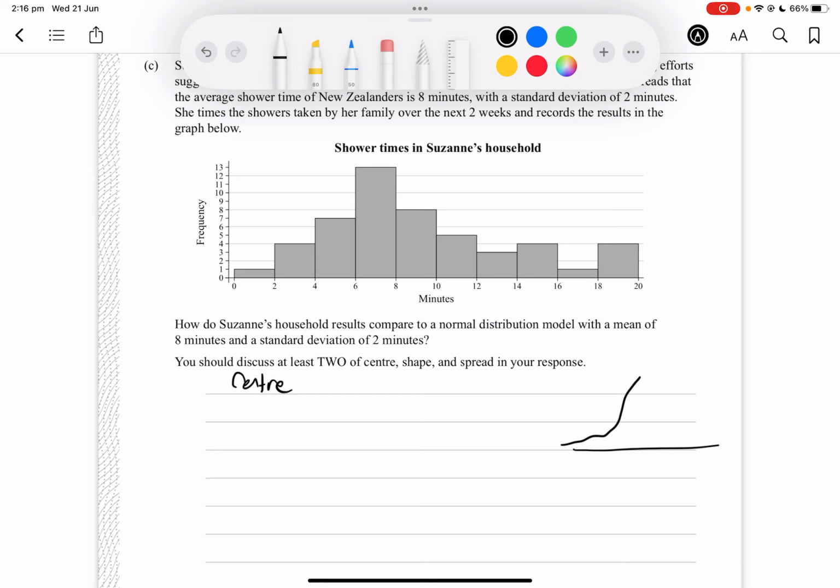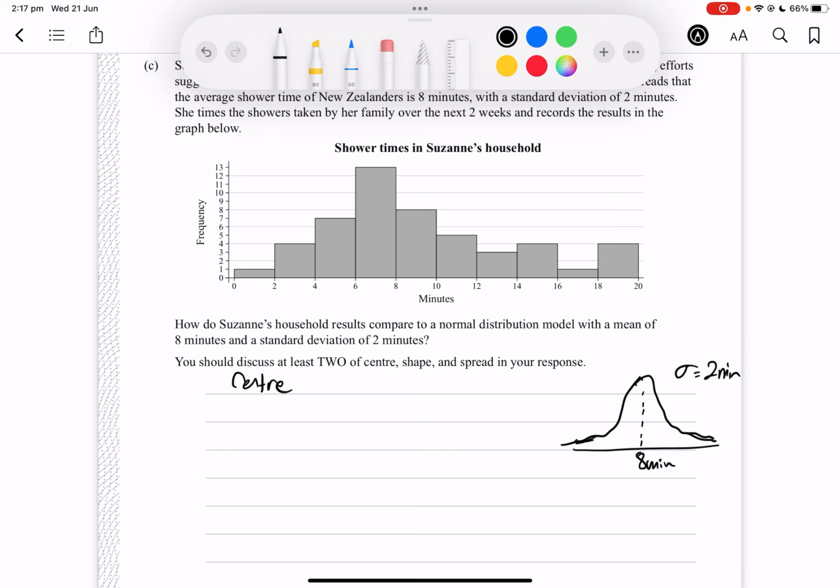So for a normal distribution, apologies for my poor drawing, you expect the mean to be 8 minutes. And we expect the standard deviation to be 2 minutes. And we know that for a normal distribution, the distribution is symmetrical. So everything on the left of the mean and the right of the mean is the same probability. So 0.5 on the left, 0.5 on the right.